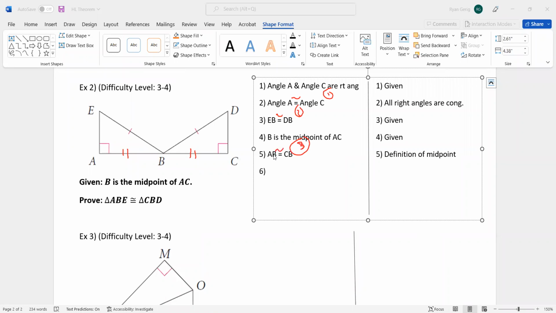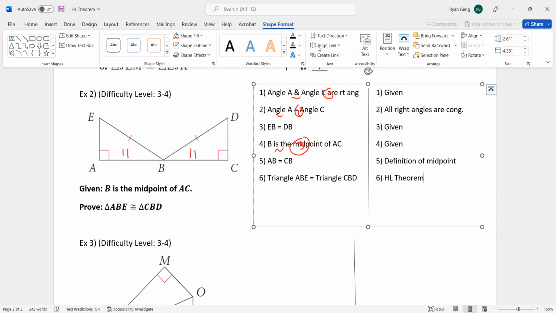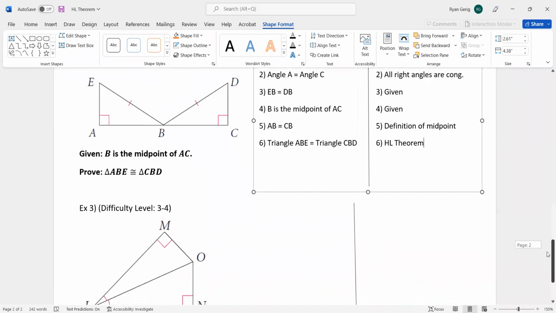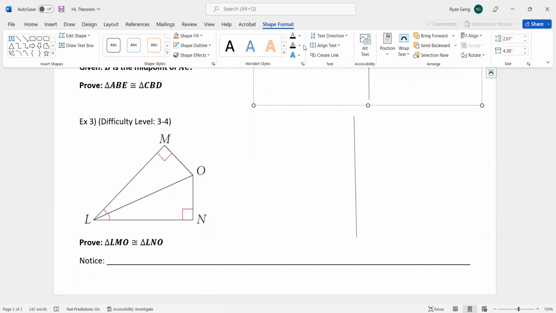Now I can say the triangles are congruent. So triangle ABE is congruent to triangle CBD. Why? That would be HL theorem. Right? Got right angles. The hypotenuses are the EB and the DB, and then one leg. That's HL theorem. Okay. One more. By the way, that one difficulty level is a 3-4. If you do it the technical right way, which again I'll talk about in class, it's a little more difficult, but yeah, it's about a 3 or 4. Same with the next one. Okay.